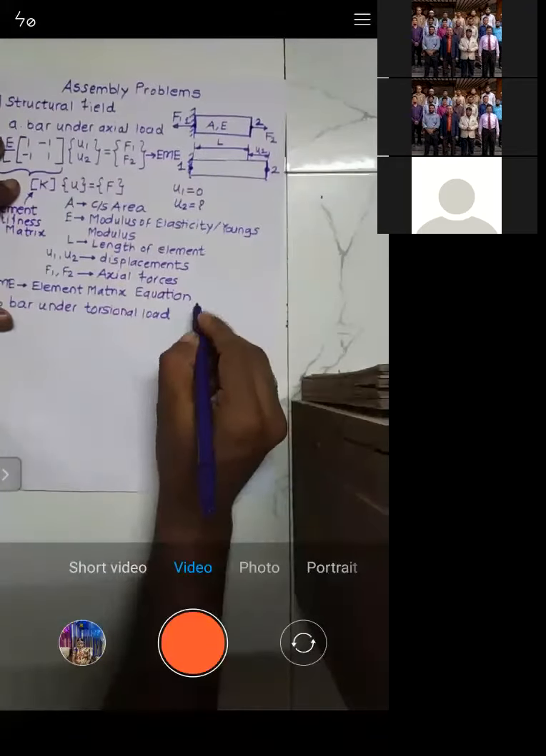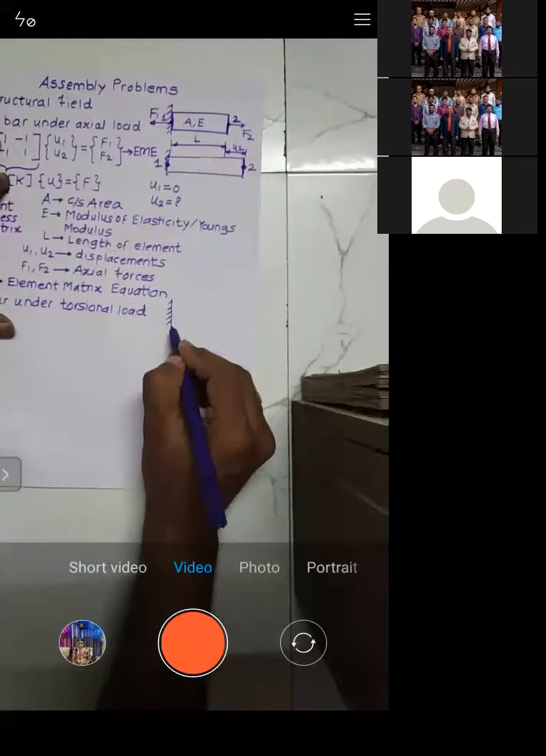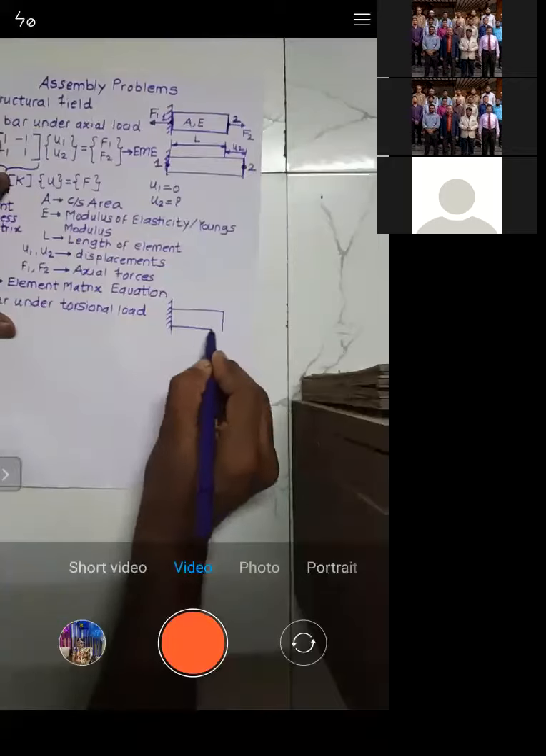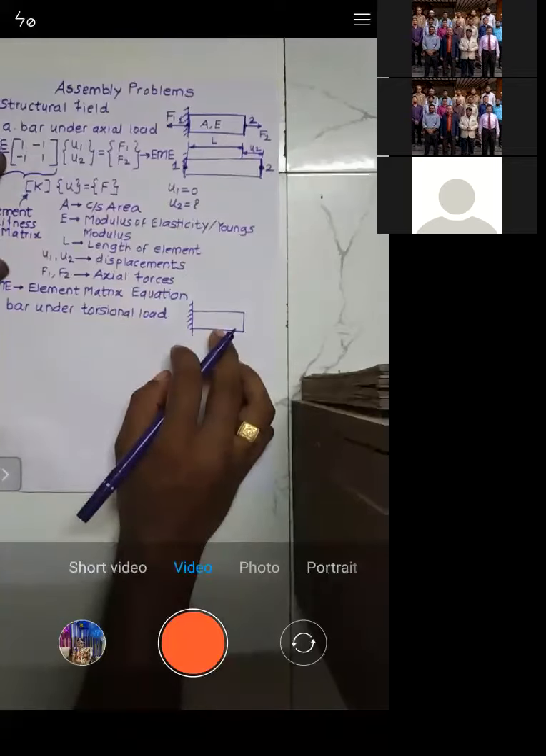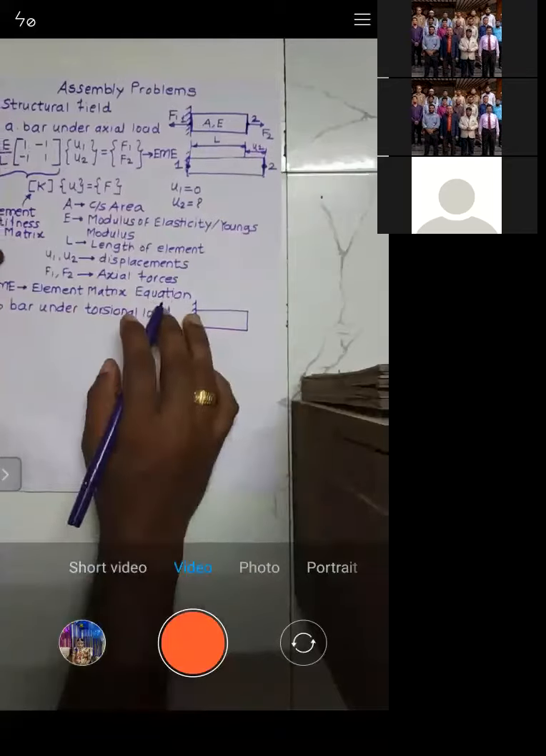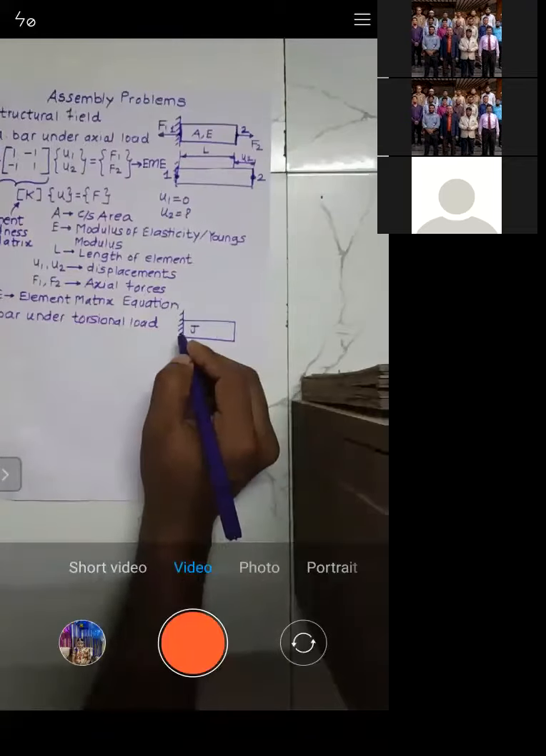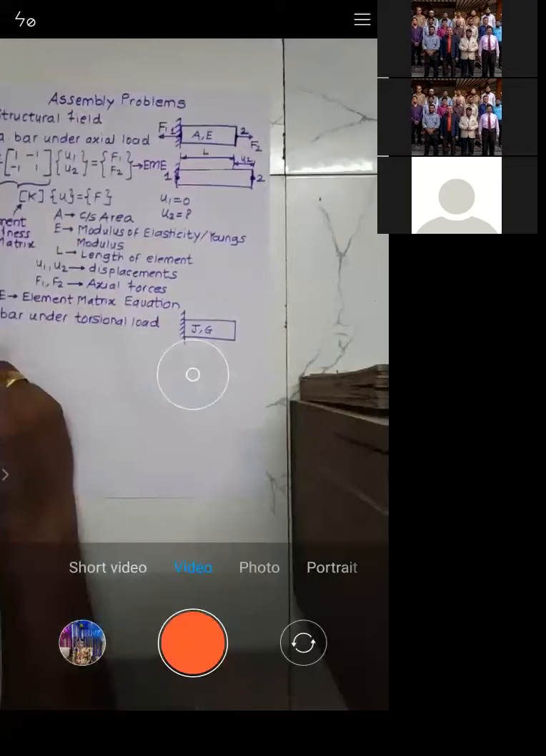So I will draw the same diagram, but instead of applying the force, I will apply the torque. Let's see this diagram. Let's consider this horizontal bar of uniform cross section, which is fixed at one end and free at the other end. Now, try to understand: let J be the polar moment of inertia, and let G be the modulus of rigidity.